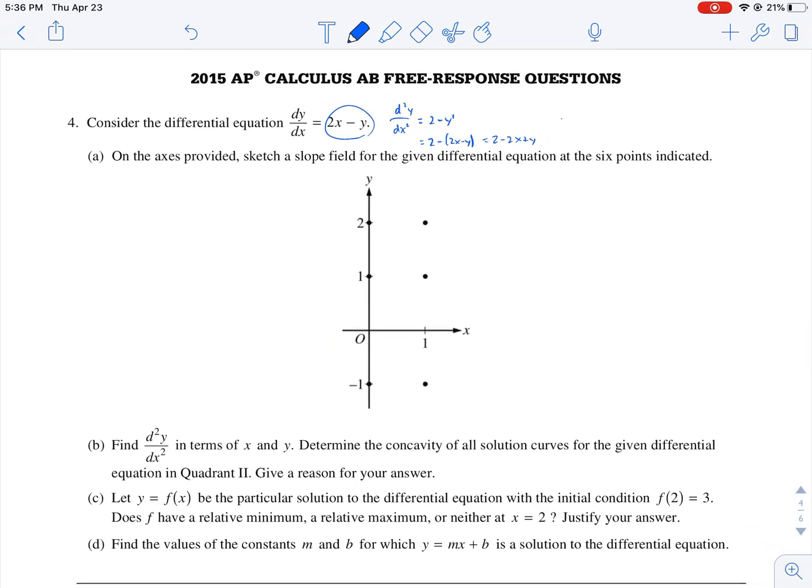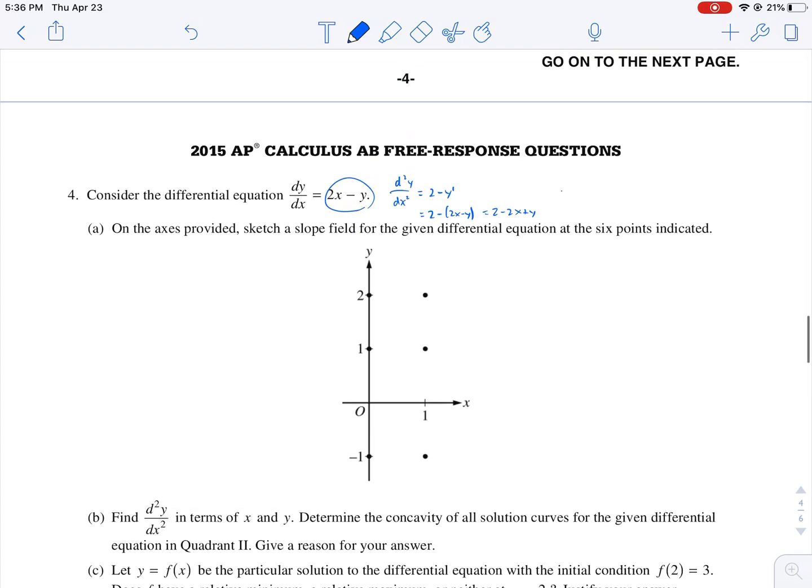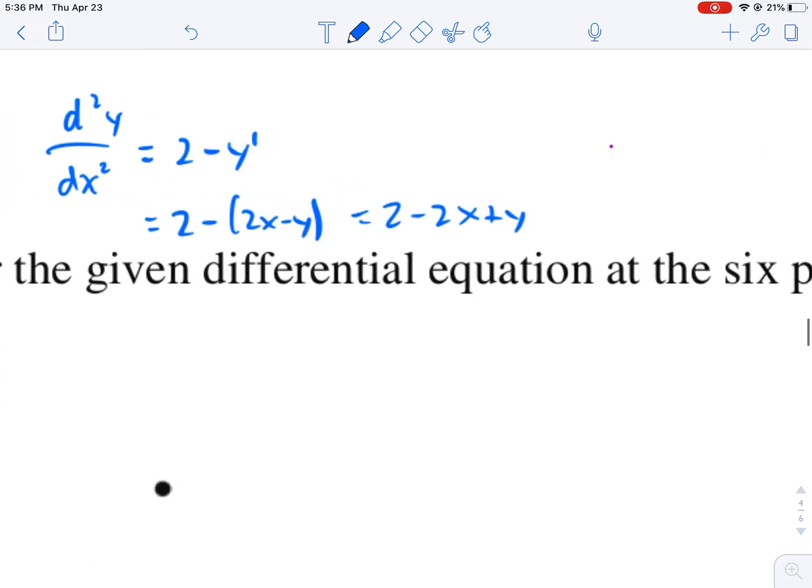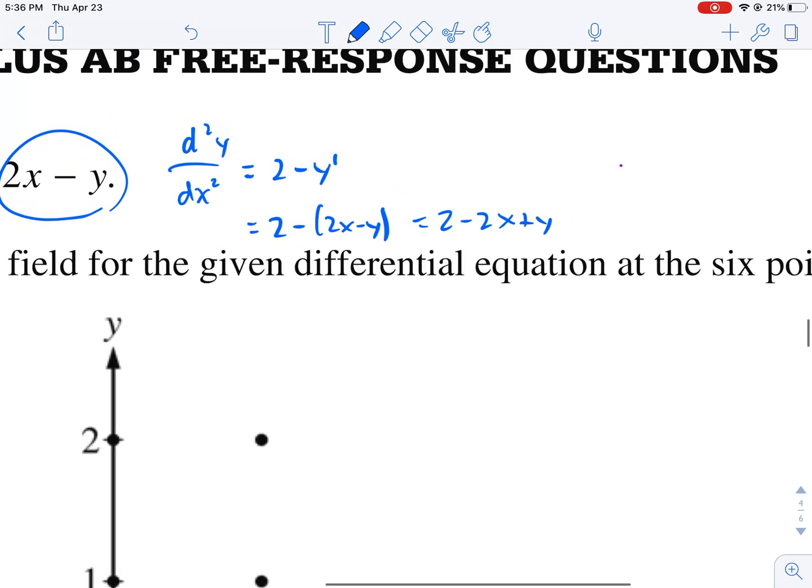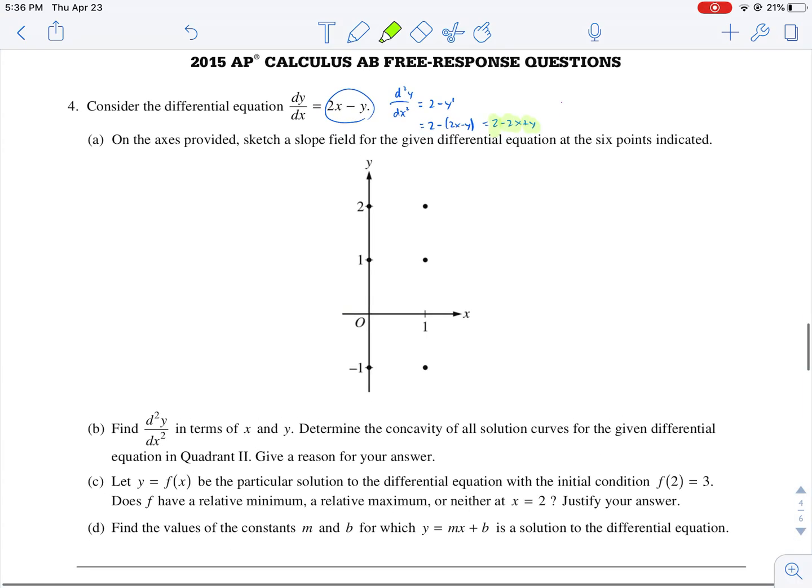And it says determine the concavity of all solution curves for the given differential equation in quadrant 2. So if it's in quadrant 2, then we know x is negative and y is positive. So if x is negative, this will come out positive. This is already positive because it's a y in quadrant 2, and this is positive. So our second derivative is always positive. If our second derivative is always positive, then the function is always concave up.